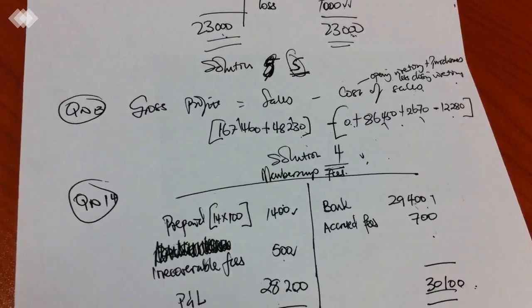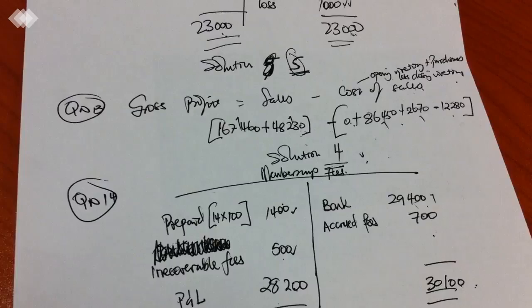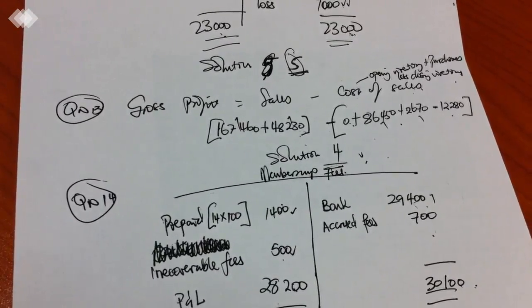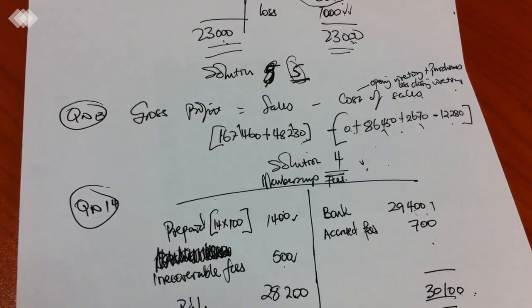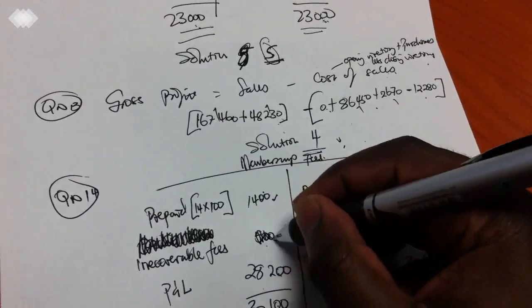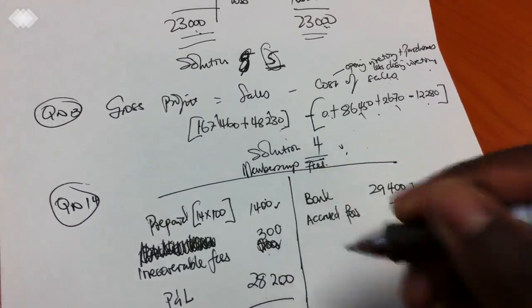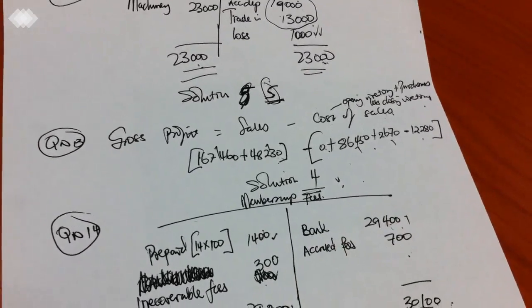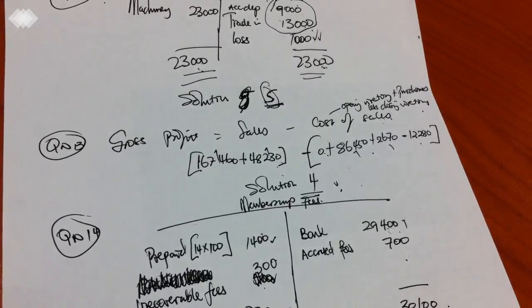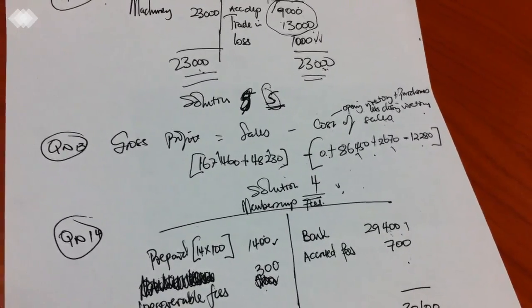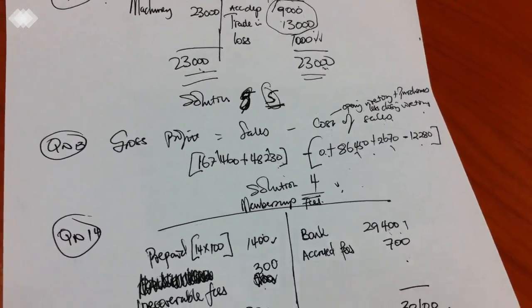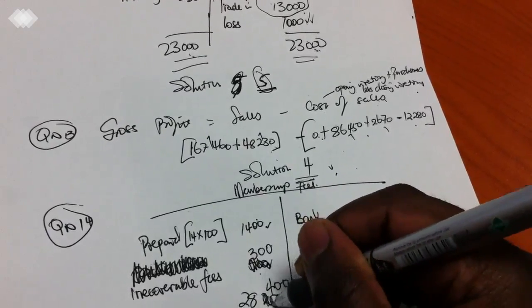And membership fee in arrears is 700 at the end of the year, and 300 is recoverable. So this is not 500 in actual fact. This is 300 as a recoverable. So that's going to change this figure to say 3,100 minus 1,400 minus 300, we get 28,400.